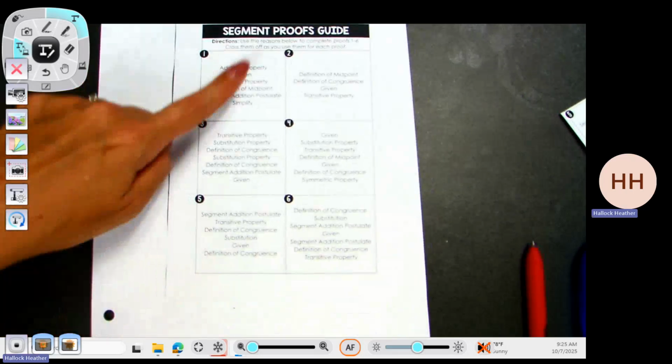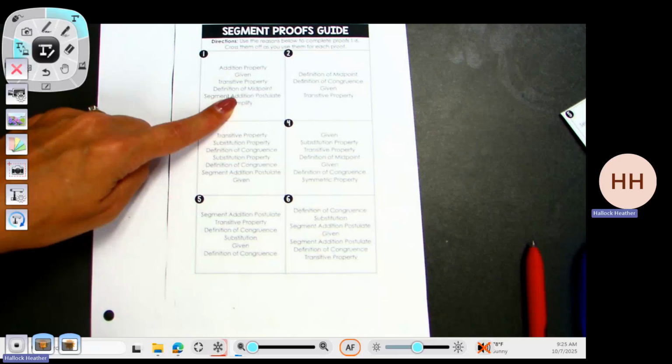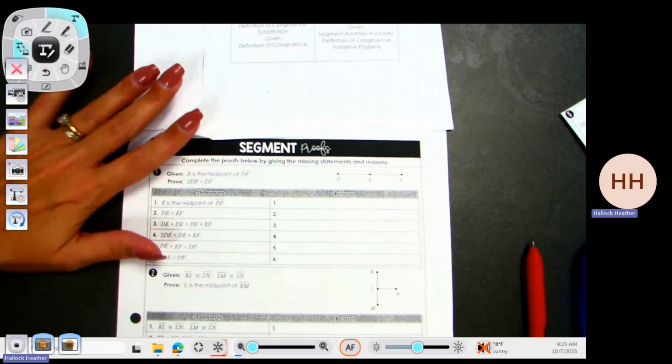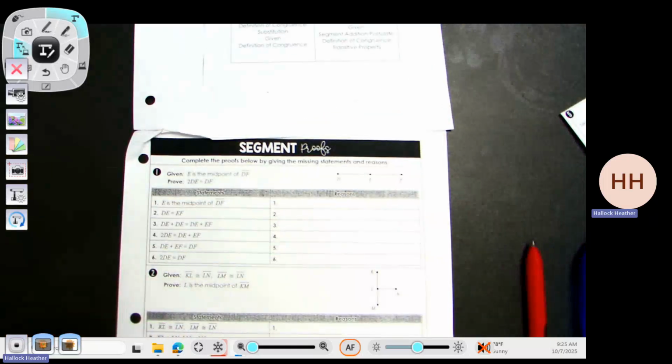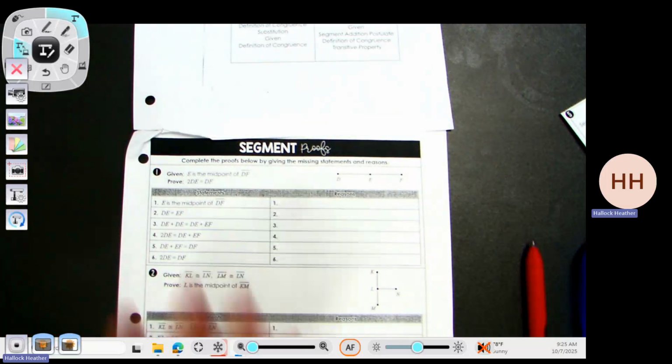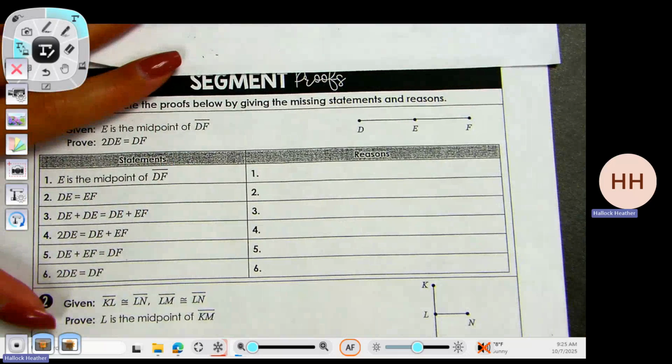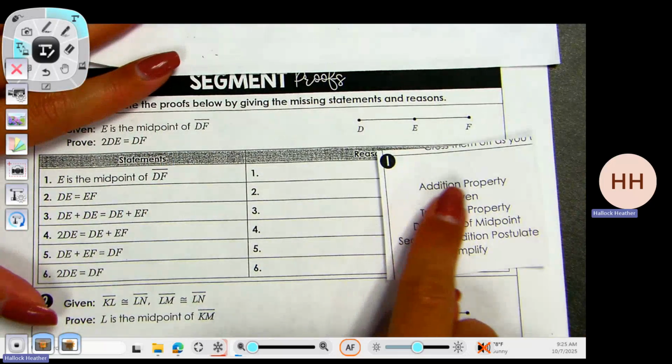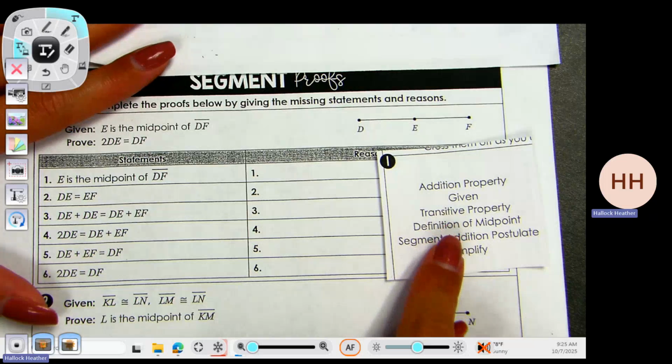So problem number 1: the word bank matches with problem number 1. I also cut them out so I can show you as we go, but on your word bank, if you want to cross out each one as we go, that is also fine. So for number 1, these are my options: addition property, given, transitive property, definition of midpoint, segment addition postulate, and simplify.